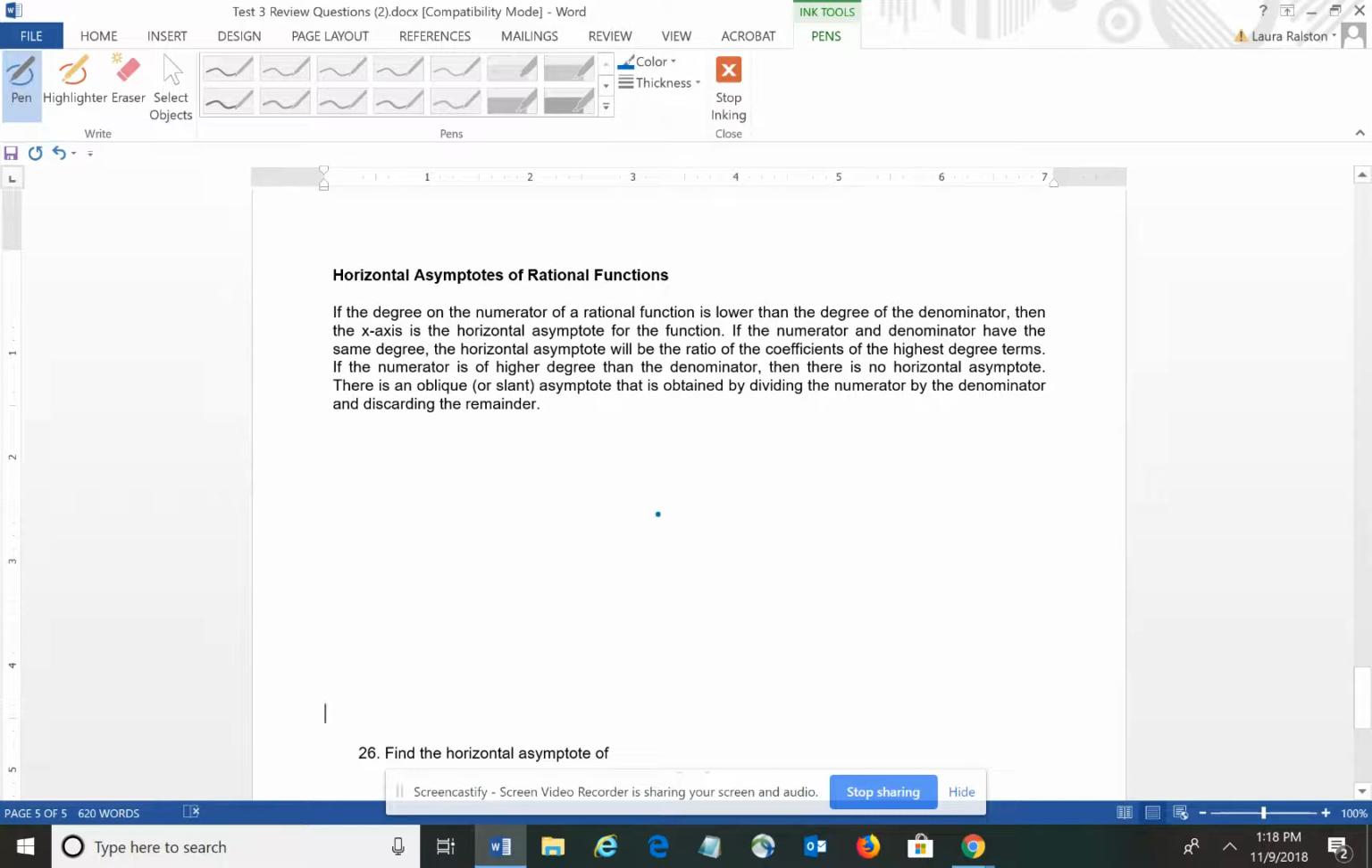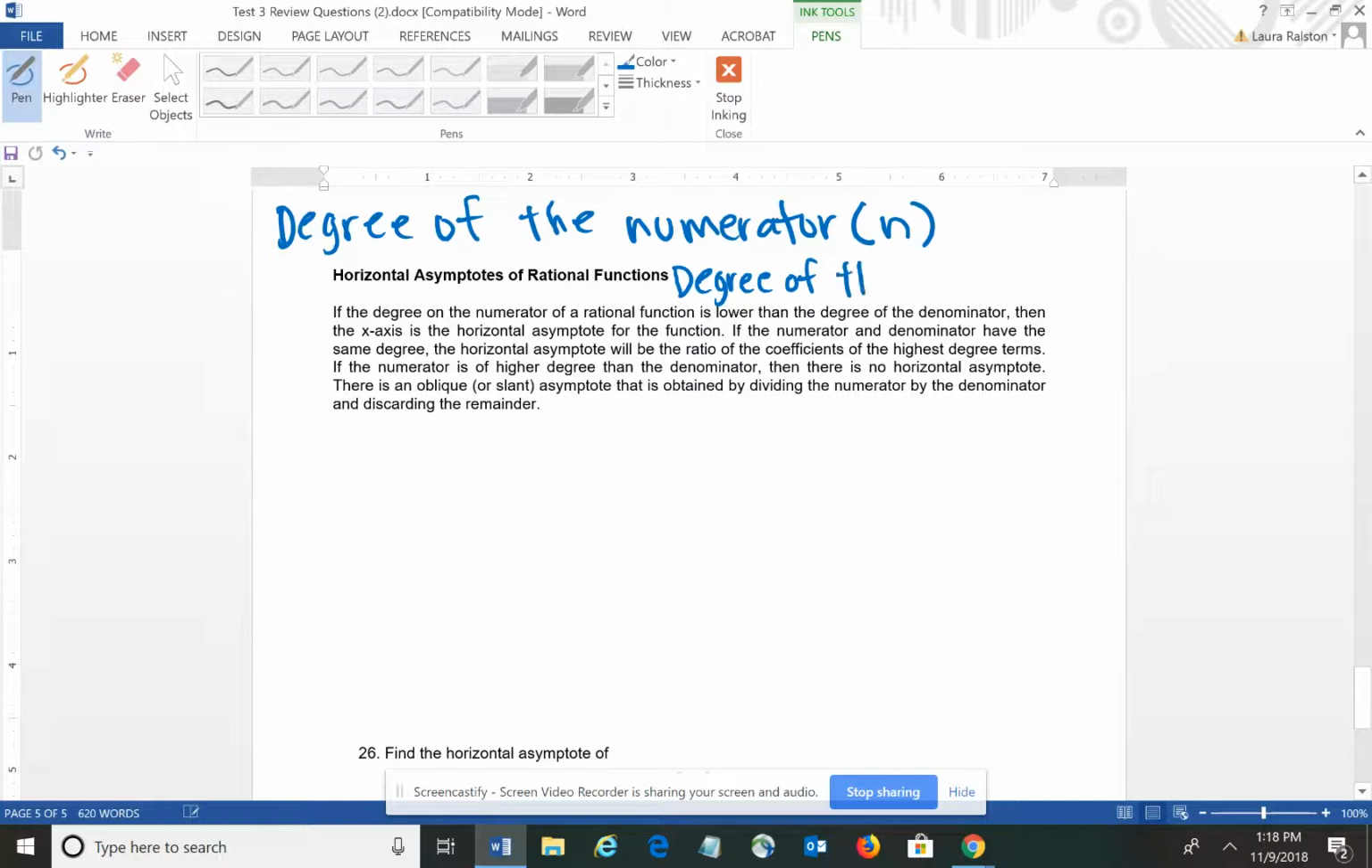Basically, to decide, first of all, whether or not you have a horizontal asymptote, you compare the degree, or the highest exponent, in the numerator to the one in the denominator. So we want to look at the degree of the numerator. And remember, the degree is the highest exponent. We're going to call this n for now. We also want to look at the degree of the denominator. To make it shorthand, we're going to call this one d for denominator.